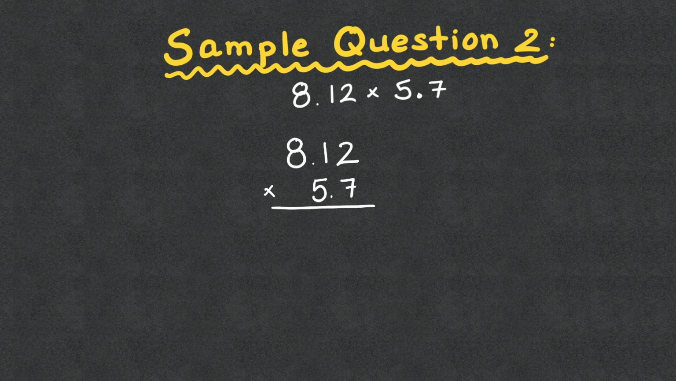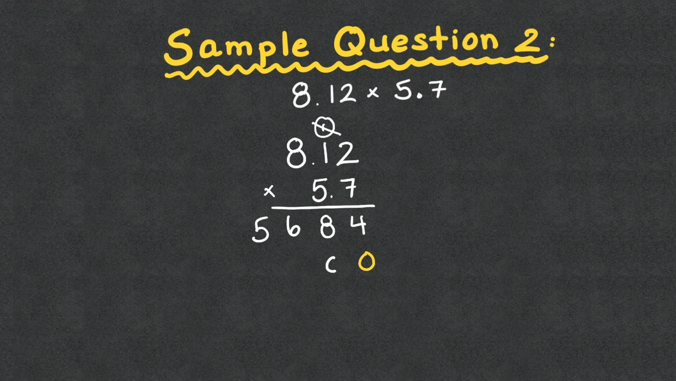So 7 times 2 is 14. Drop the 4, carry the 1. 7 times 1 is 7, plus 1 is 8. 7 times 8 is 56. So I'm going to count that here. Now notice how I did not put any decimals in. That's because we're not there just yet. I'm going to put in my placeholder 0.